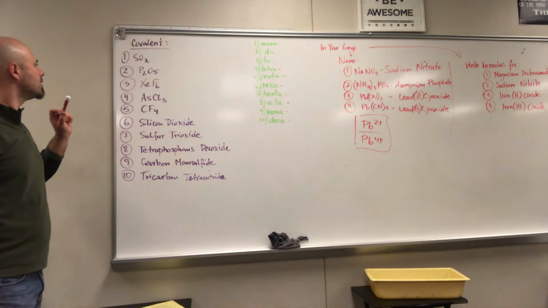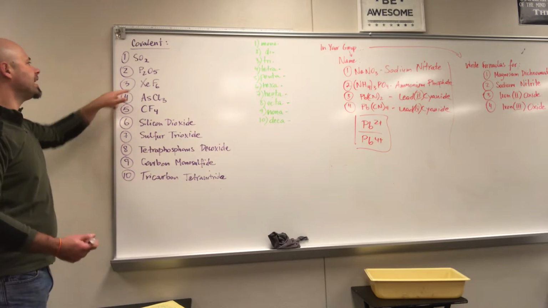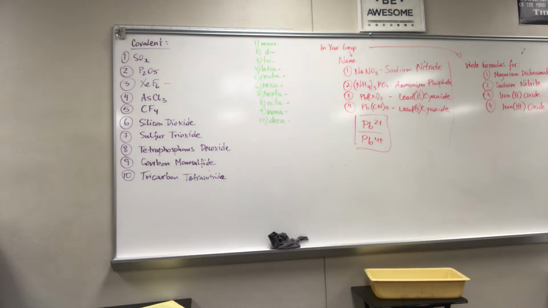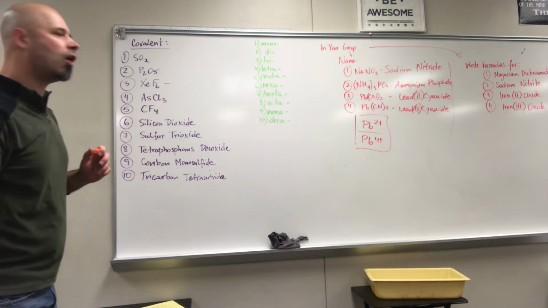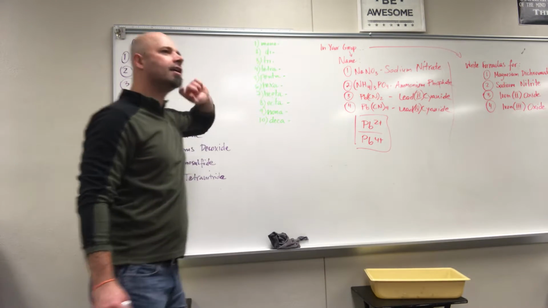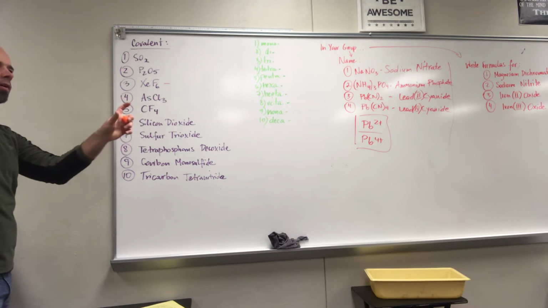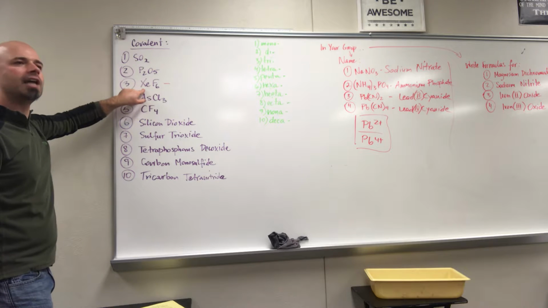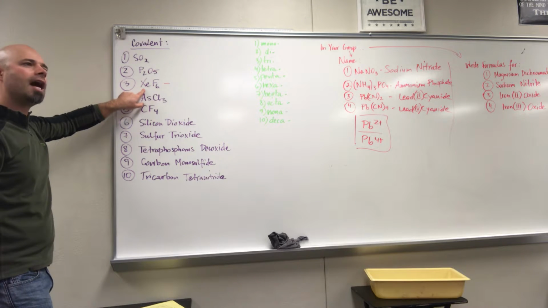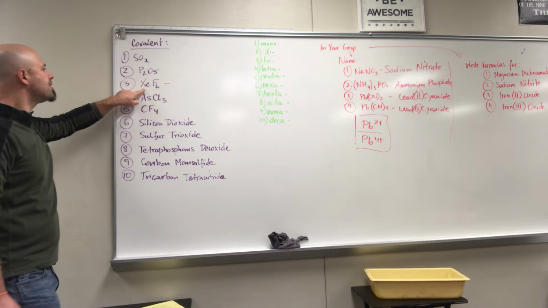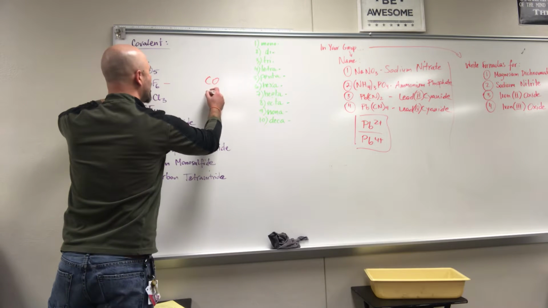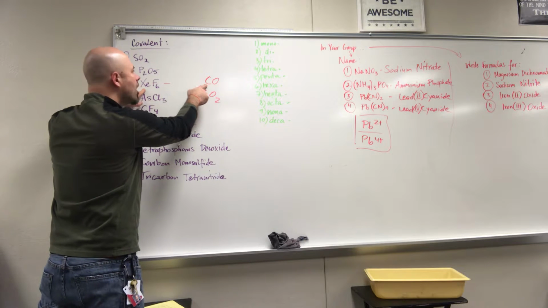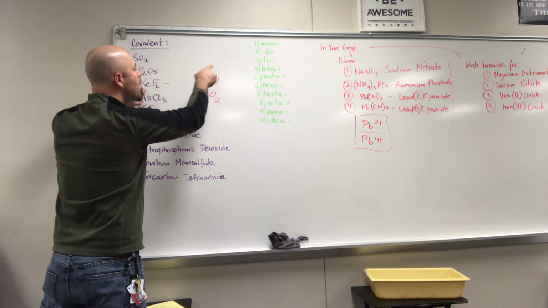Let's do 3, because that's a fun one. Right? You guys, one thing you got to know, mono stands for 1. You don't use mono on the first element. So for number 3 here, xenon, I would not call this monoxenon. I just call it simply xenon. It's very similar, again, to the example of carbon dioxide and carbon monoxide. See how I don't say monocarbon monoxide? I just say carbon monoxide.